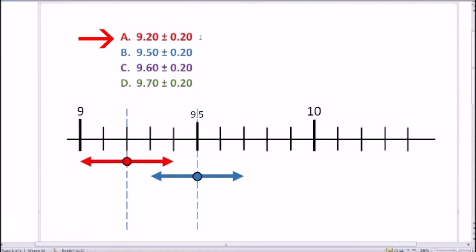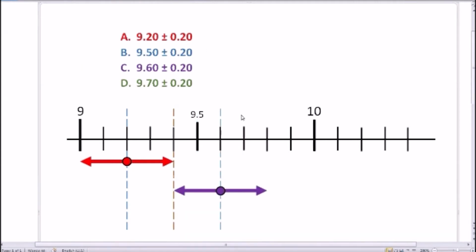For example, if I compare A and C, C is 9.6 plus or minus 0.20, and again, because these two ranges of data encompass the same point, we say that yes, they do agree within their limits of uncertainty. So 9.2 plus 0.2 gives you 9.4, and 9.6 minus 0.2 also gives you 9.4.